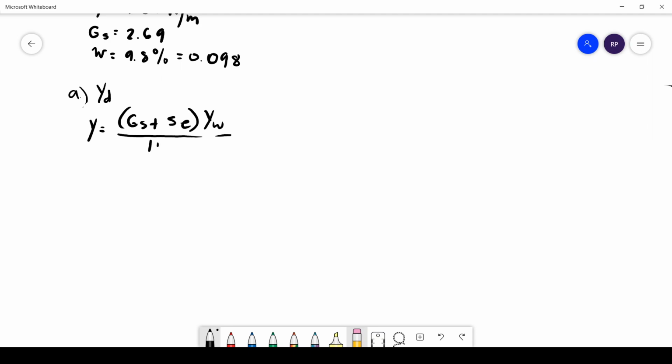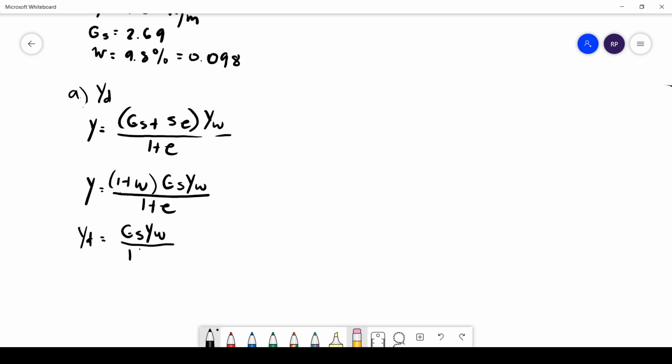So, that is 1 plus e. Or this equation here, Gs. And also the equation for our dry unit weight, that is specific gravity multiplied by the unit weight of water all over 1 plus e. This is gamma D. So you must recall this one.